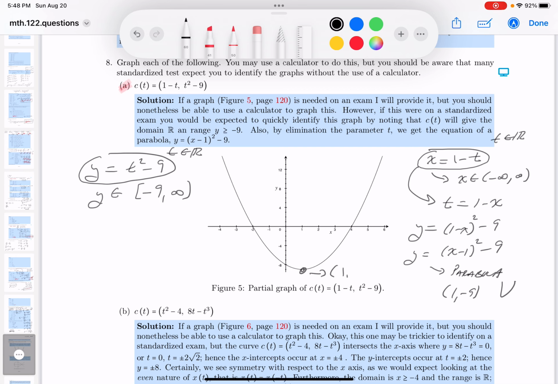Vertex. And again, if you're provided a multiple choice exam with graphs to look at, I'd certainly be looking for a parabola with a vertex there.